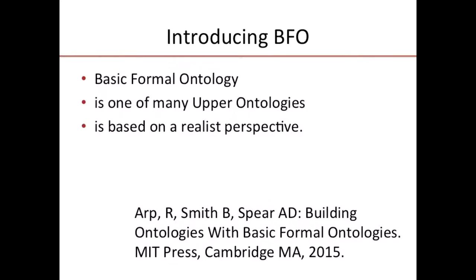So what I want to introduce is the Basic Formal Ontology. Basic Formal Ontology is a type of upper ontology. When we want to build an ontology, sometimes it's useful to think about the nature of things. That's very tricky, and I hate doing that. There are people who love that kind of stuff, and they build upper ontologies.